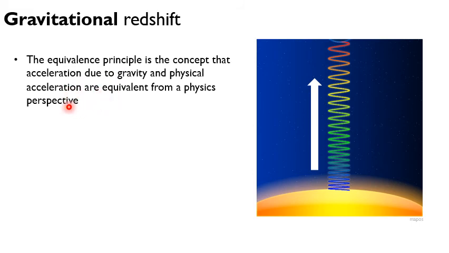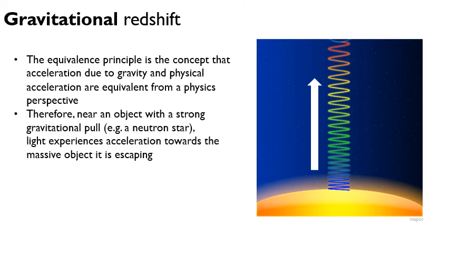So if you take Physics 2001, for instance, you'll see this to some extent, that we can use the equations of motion and equations of gravity in a sort of interchangeable sense. So gravitational acceleration and physical acceleration are essentially the same from a physics perspective. Okay. So now if you think about that, then if a photon is emitted near an object with a really strong gravitational pull, something like a neutron star that weighs as much as the sun but is the size of a city, there's a very strong surface gravity there.